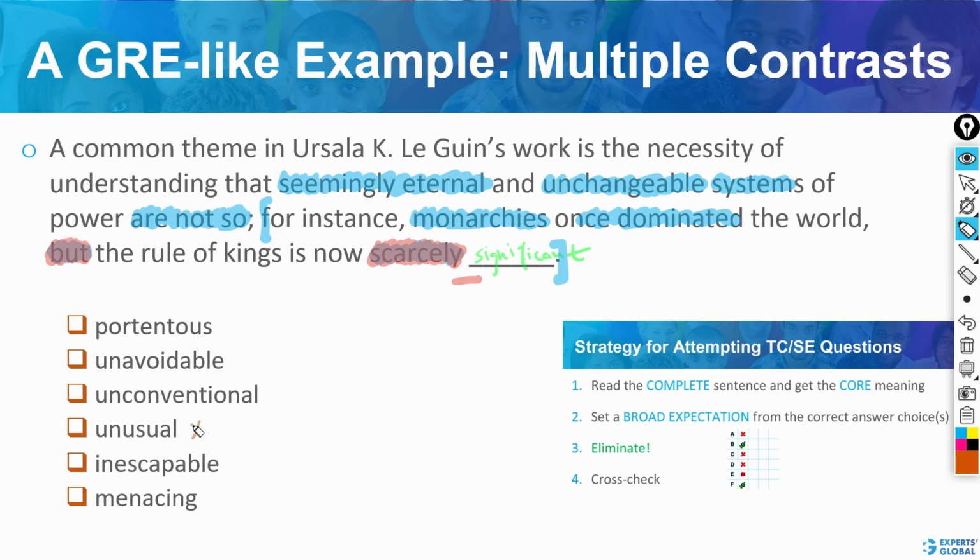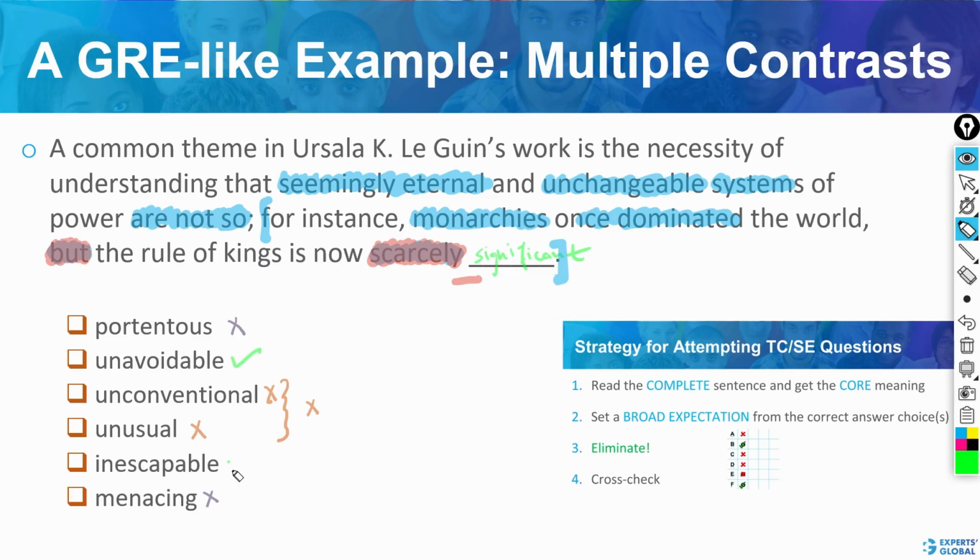Answer choices D and C mean quite the opposite. If we did not do a fine job at processing the shifts in the meaning, we may end up selecting these answer choices, while these should be the first to be eliminated. Portentous, meaning overblown, is a trap here. While this is borderline correct, it does not have a partner answer choice, so this can be eliminated. Same with menacing. While this is borderline correct, it does not have a partner answer choice.